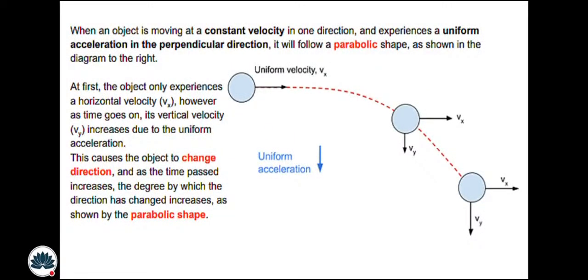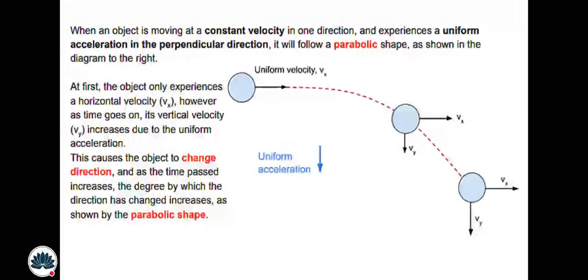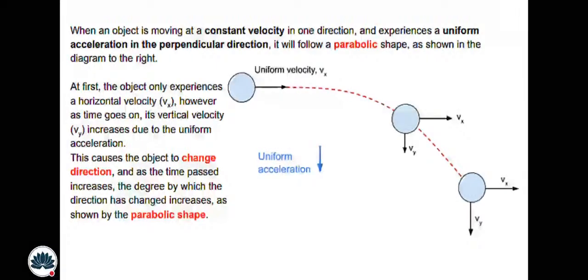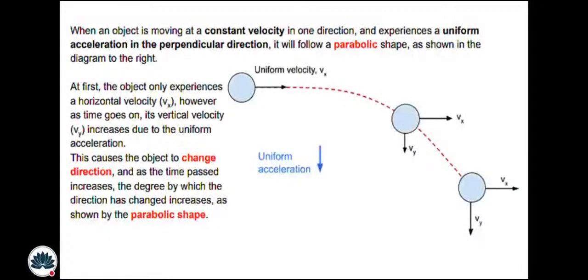I'm moving towards the last thing, which is when an object is moving at a constant velocity in one direction and experiences a uniform acceleration in the perpendicular direction, it will follow a parabolic shape as shown in the diagram to the right. At first, the object only experiences a horizontal velocity Vx. However, as time goes on, its vertical velocity Vy increases due to the uniform acceleration. This causes the object to change direction, and as the time passed increases, the degree by which the direction has changed increases, as shown by the parabolic shape.